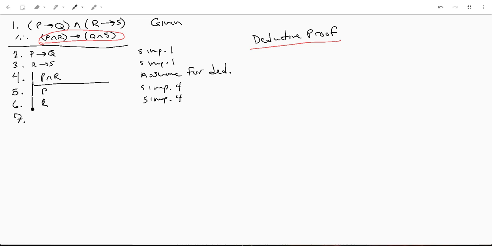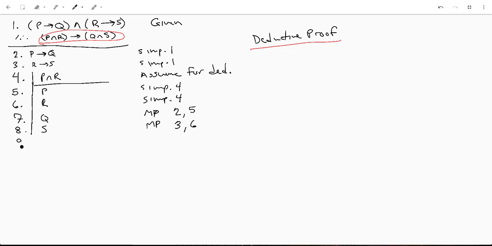And then from there, Q and S. Well, we know that P implies Q. We know that we have P. So we can actually say Q right here by modus ponens. There we go. So that would be lines 2 and 5. Then we can also say R implies S. R is right here. So we've got S also by modus ponens. And that's going to be line 3 and 6.